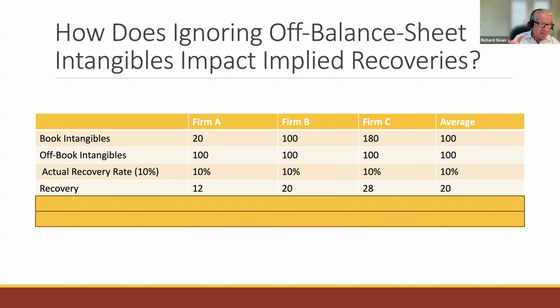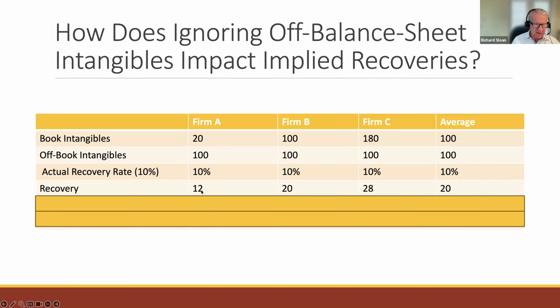It's due to something you may remember from your PhD days, Jensen's inequality. I'm just going to show you a simple example so that you can see it. Let's assume we've got three firms in an industry. They've all got off-book intangibles of 100. But firm A has done very few acquisitions and has only 20 of purchased intangibles. Firm B is about 50-50, and firm C has done lots of acquisitions, like AMD, so that's 180 of book intangibles, more than its off-book. Let's assume that the actual recovery rate is 10%.